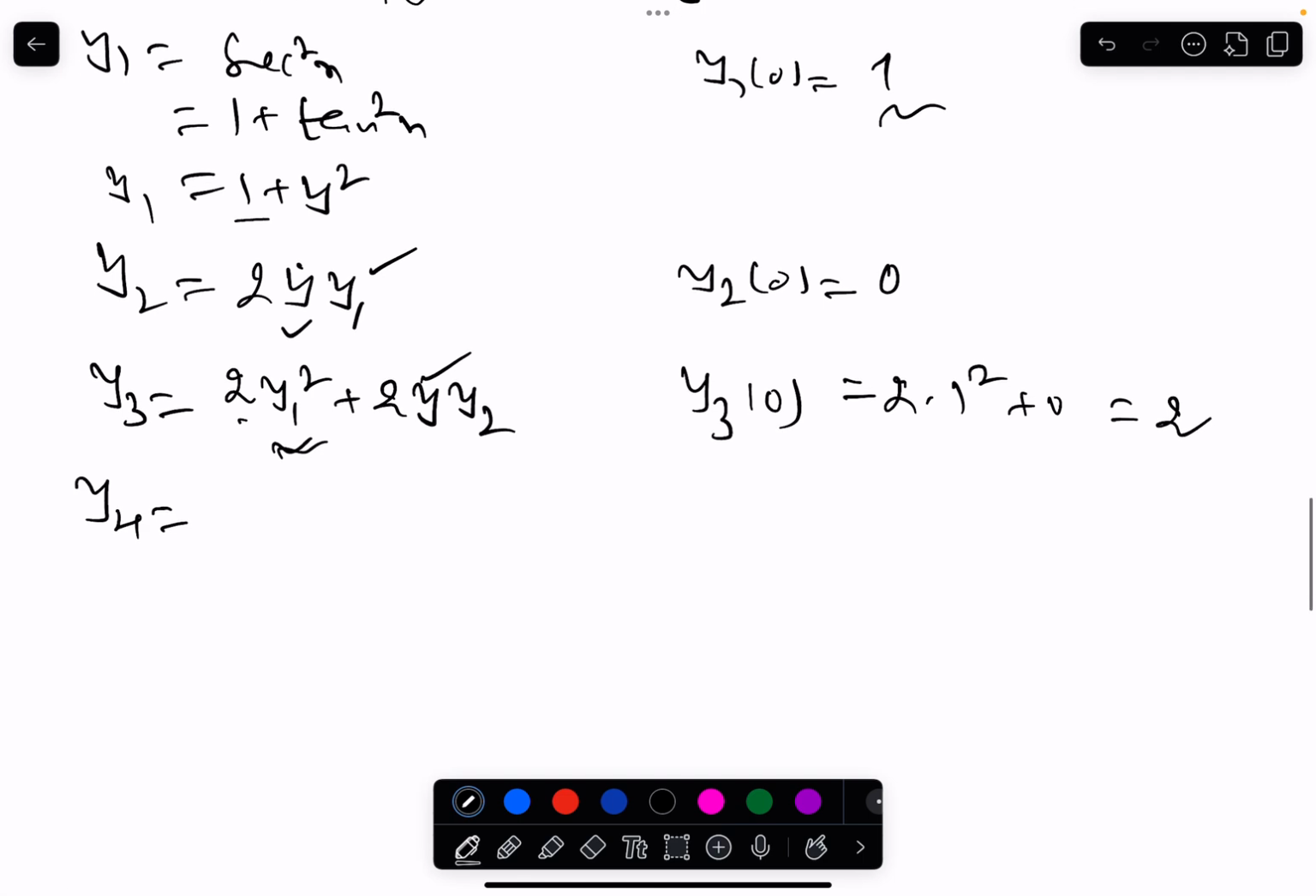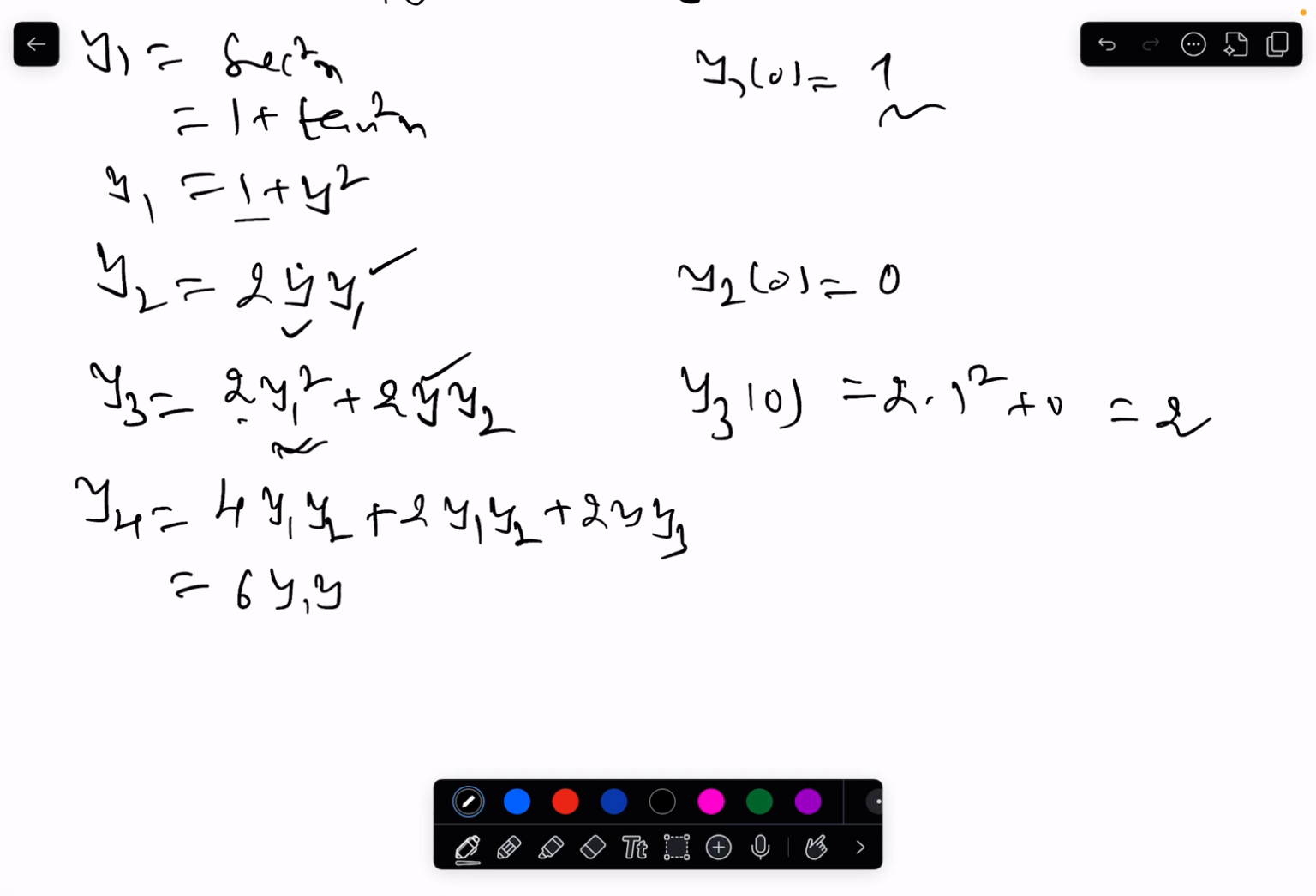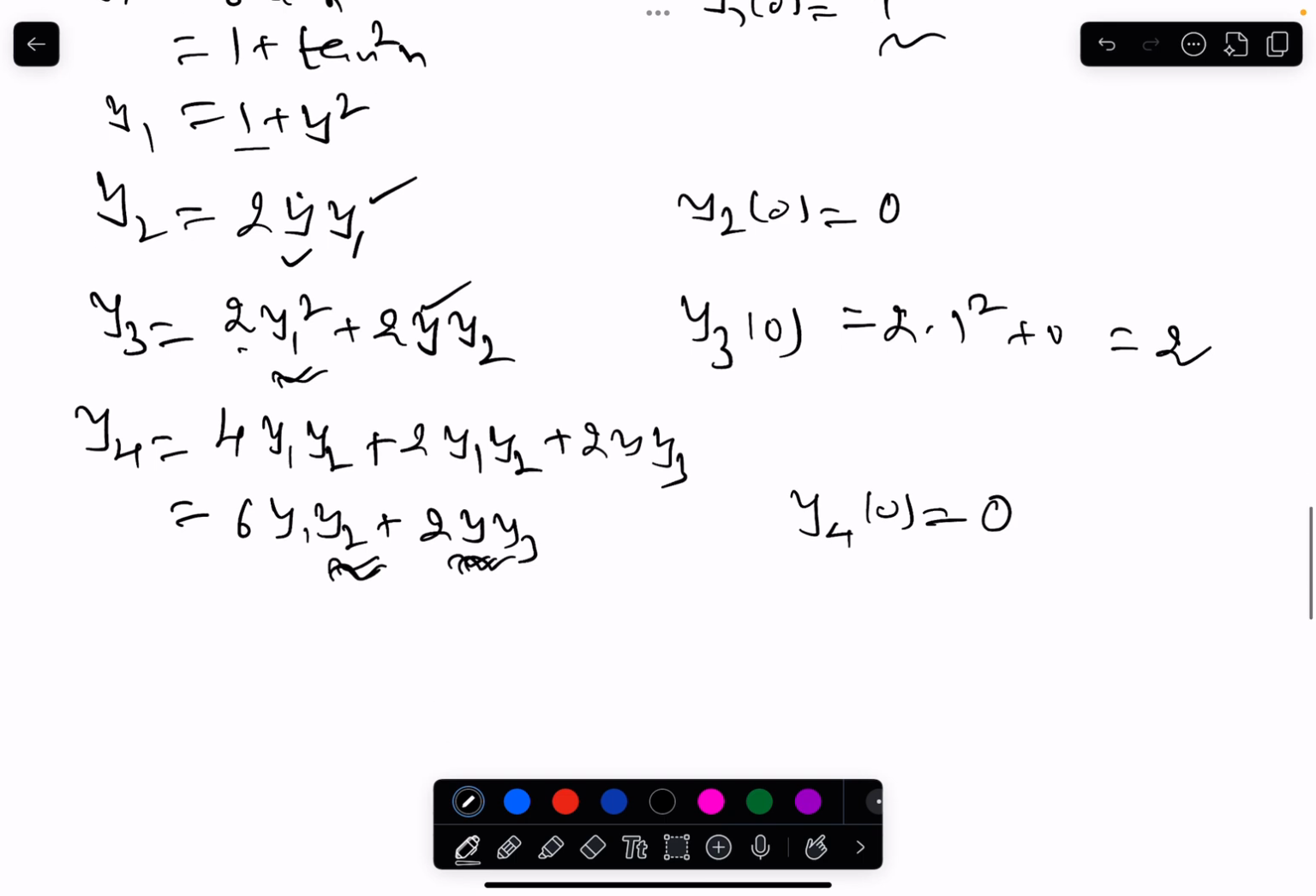y4: the derivative of y1 square is 2 y1 and y2. So that is 4 y1 and y2, plus, this is 2, the derivative of y is y1 y2, plus 2y y3. So this is 6 y1 y2 plus 2y y3, and y4 at 0. So see here y2 at 0 is 0, here y at 0 is also 0. So that is 0.